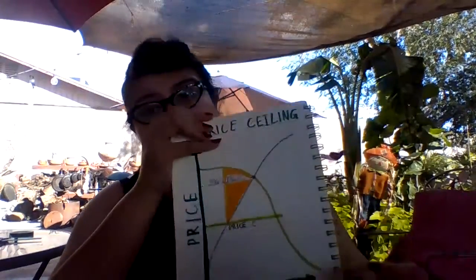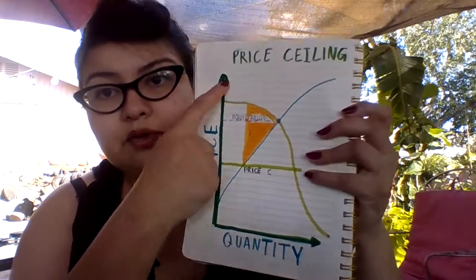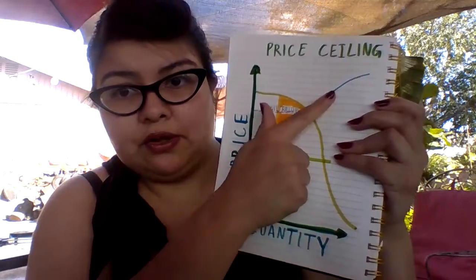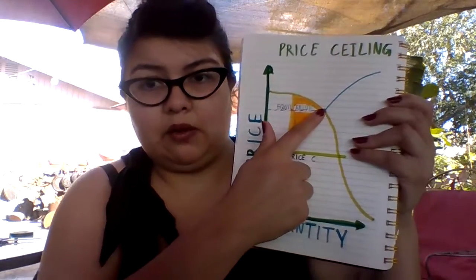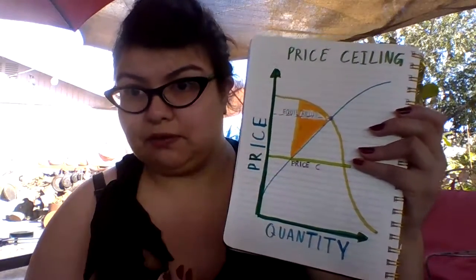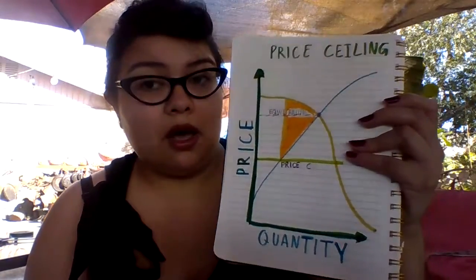And then I drew this chart here to show it in graph form. So, price ceiling. This is our normal lines here, and this is our equilibrium point, where this is the best option for both consumers and suppliers, producers.